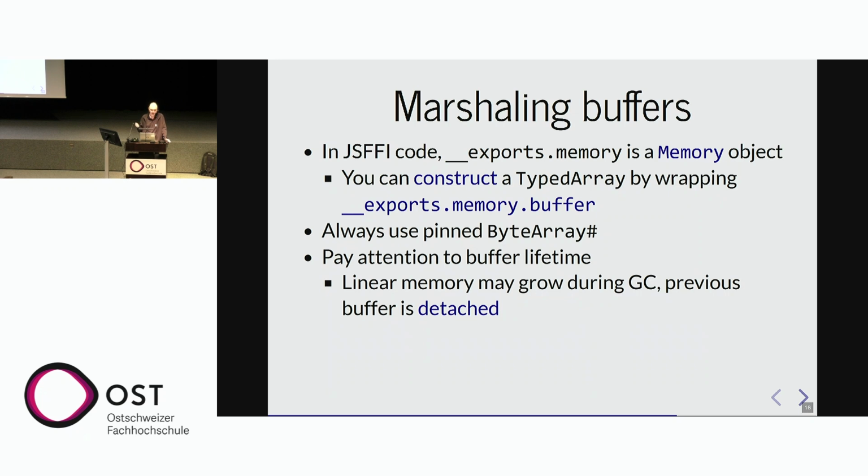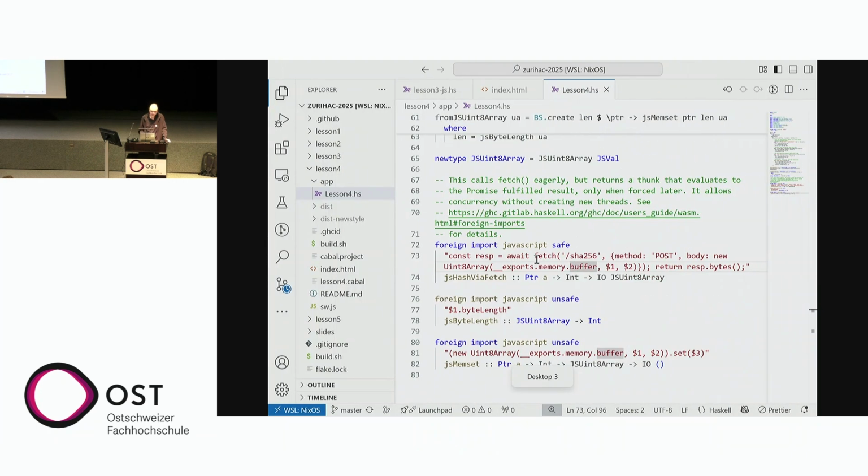Then later, when your Haskell code does some garbage collection, that previous typed array may be invalidated and become a zero-length typed array. So this is not desired, right? You have to ensure that whenever you pass a buffer from Haskell to JS, that buffer is fully consumed in the JS FFI code. And this is one direction of passing binary data.